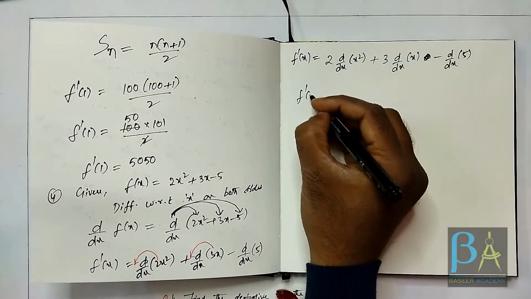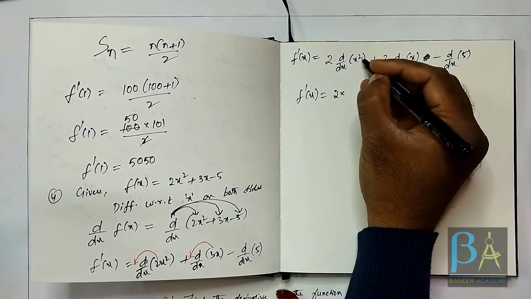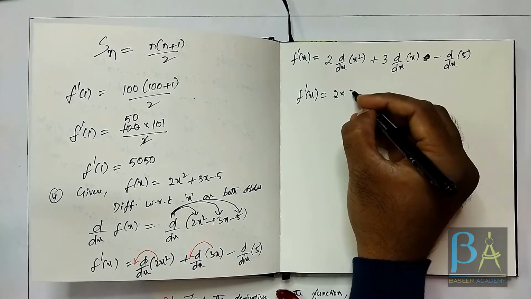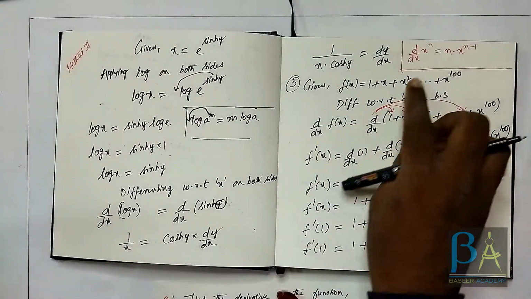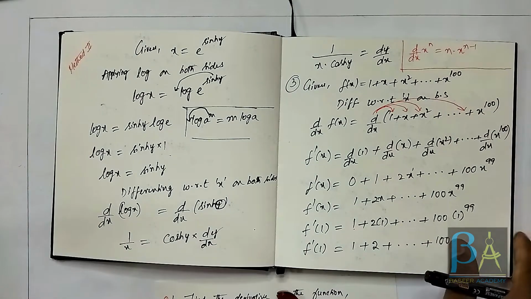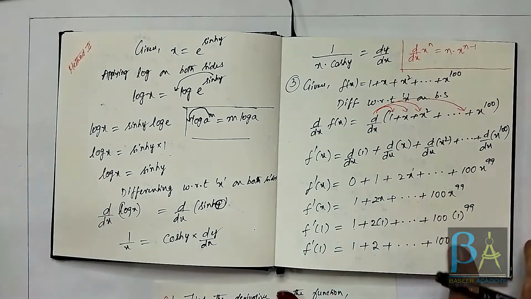Now what happens? This 2, I'm going to write it as it is. d by dx of x square. d by dx of x square is nothing but 2x. How? We are going to make use of this: d by dx of x power n. So x power 2 is in the same format, d by dx of x power n.